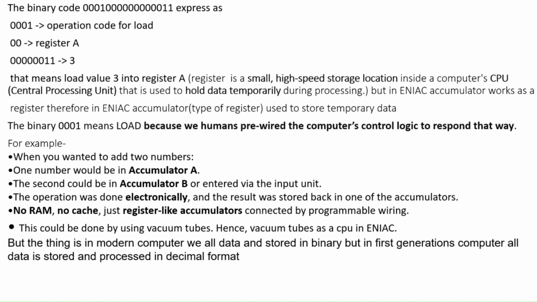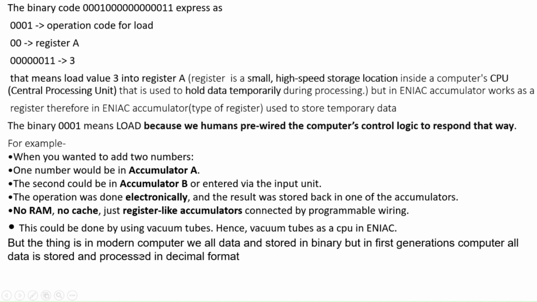Now let's take an example. When you wanted to add two numbers, one number would be in accumulator A, which is a type of register used to store a temporary value. The second could be in accumulator B, or entered via the input unit. The operation was done electronically, and the result was stored back in one of the accumulators. No RAM, no cache, just registers like accumulators connected by programming wires. This could be done using vacuum tubes, hence vacuum tubes served as the CPU in ENIAC.